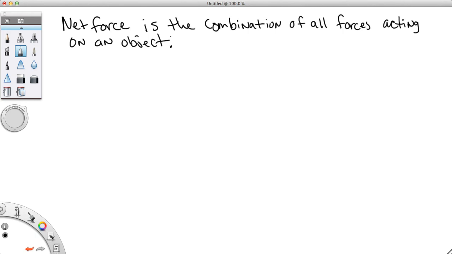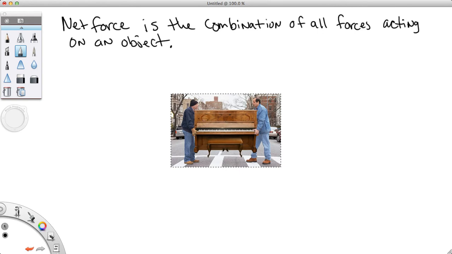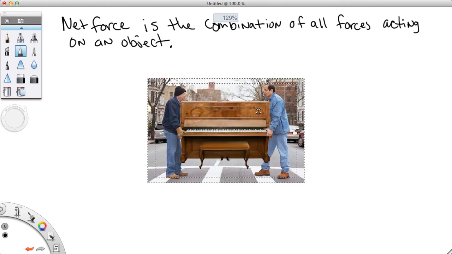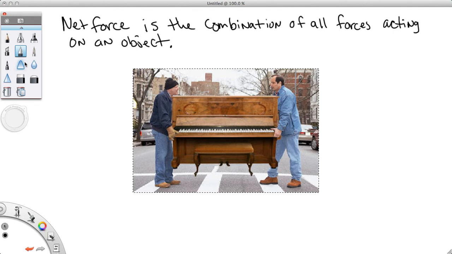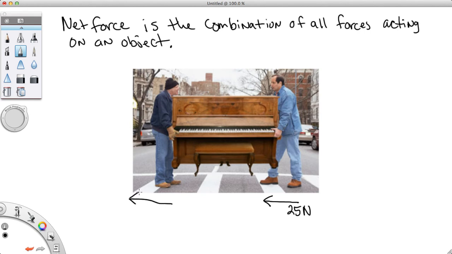So let's go ahead and look at this example right here. Here we have a piano. I'll make this a little bit bigger. We've got two movers moving a piano. And let's say that one person is pushing. So let's say that this person right here on the right is pushing in this direction, and they're using a force of 25 newtons. And this person is pulling in this direction, and they're pulling with a force of 20 newtons.